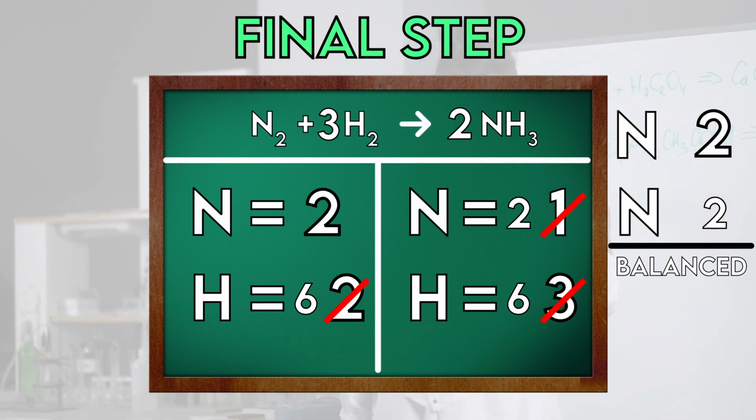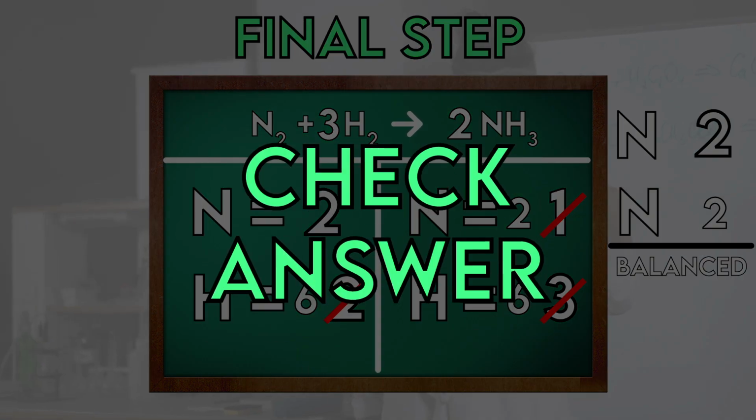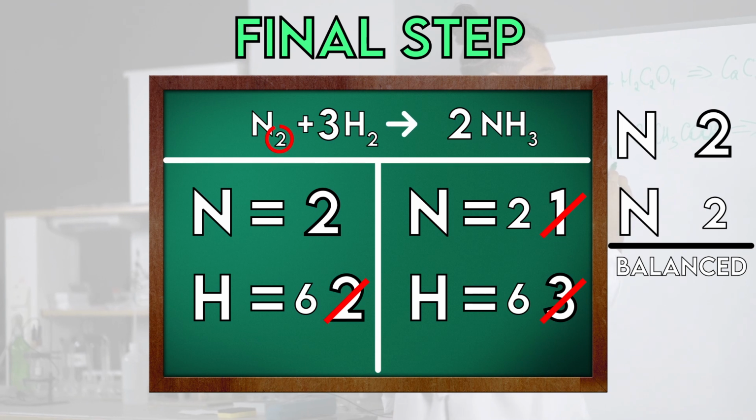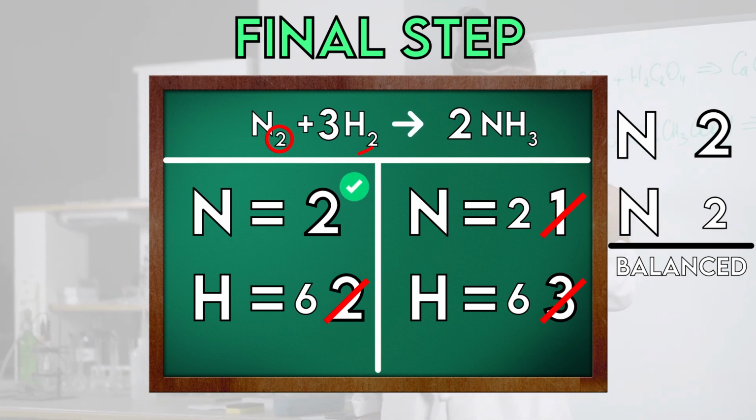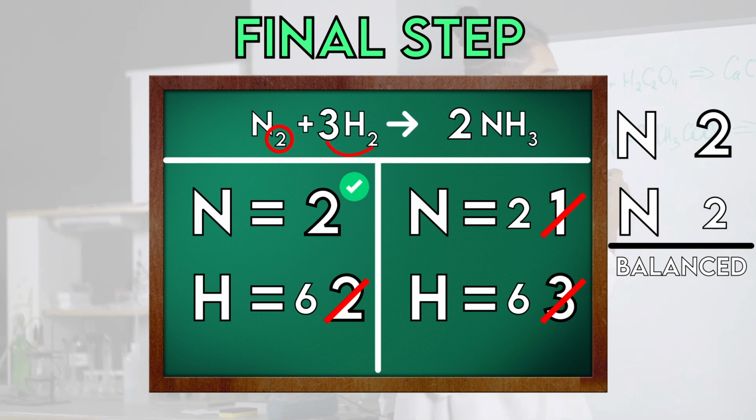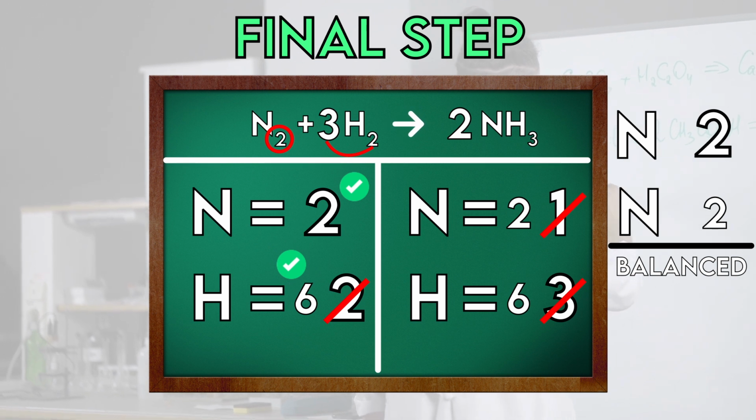Our final step, and probably the most important step, is to check our answer. So the subscript on nitrogen is 2, so we can take that one off. For the hydrogen on the reactant side, we can times the subscript of 2 by the coefficient of 3 to get 6, so we can take that one off as well.